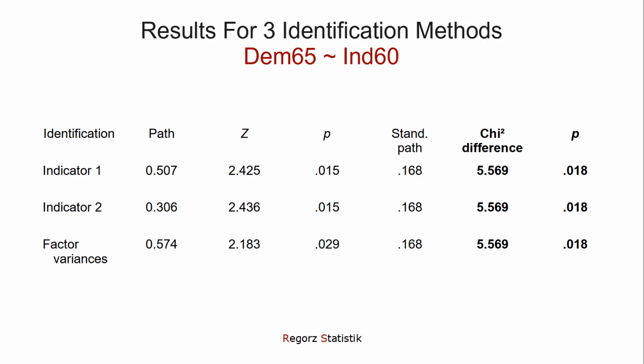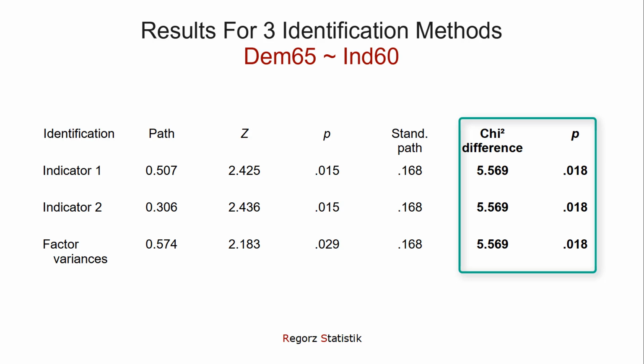Here are the results. For the same 3 identification methods I used earlier. And here we can see the chi-square difference between those two models is the same, regardless of identification method. So you can't manipulate this by changing the identification method. And the p-value is the same. And since this p-value is the same, this p-value also applies to the standardized effect. This p-value you can report with a beta.